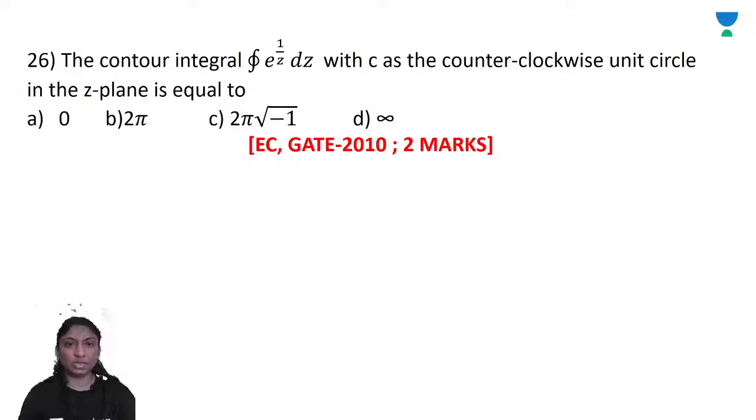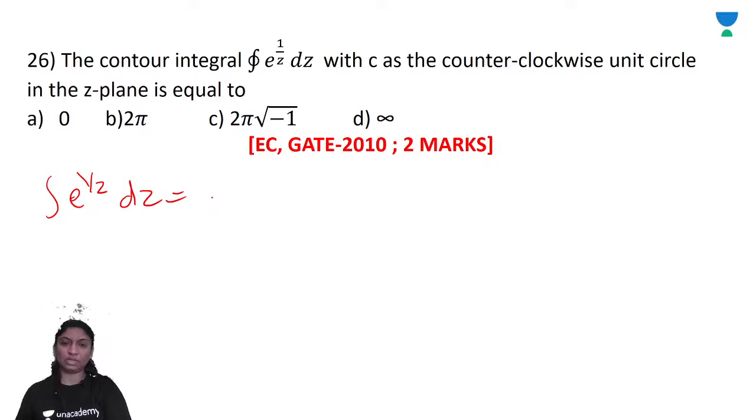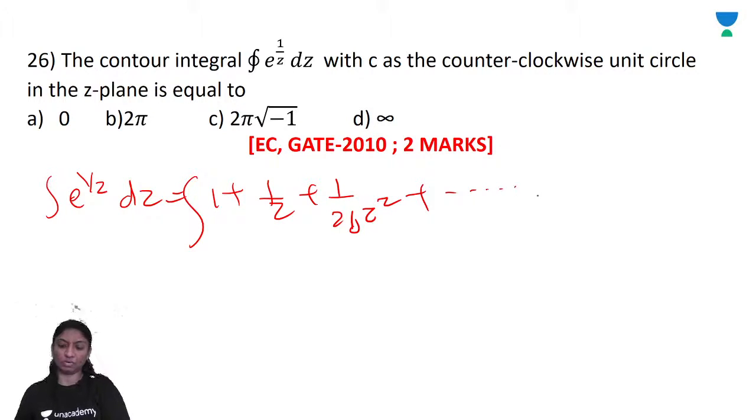The contour integral over e raised to 1 by z dz, which is over the counterclockwise unit circle in the z plane, is equal to. So e raised to 1 by z, we can expand it. e raised to 1 by z means integral of 1 plus 1 by z plus 1 upon 2 factorial into z square plus and so on, dz. So obviously z is equal to 0.